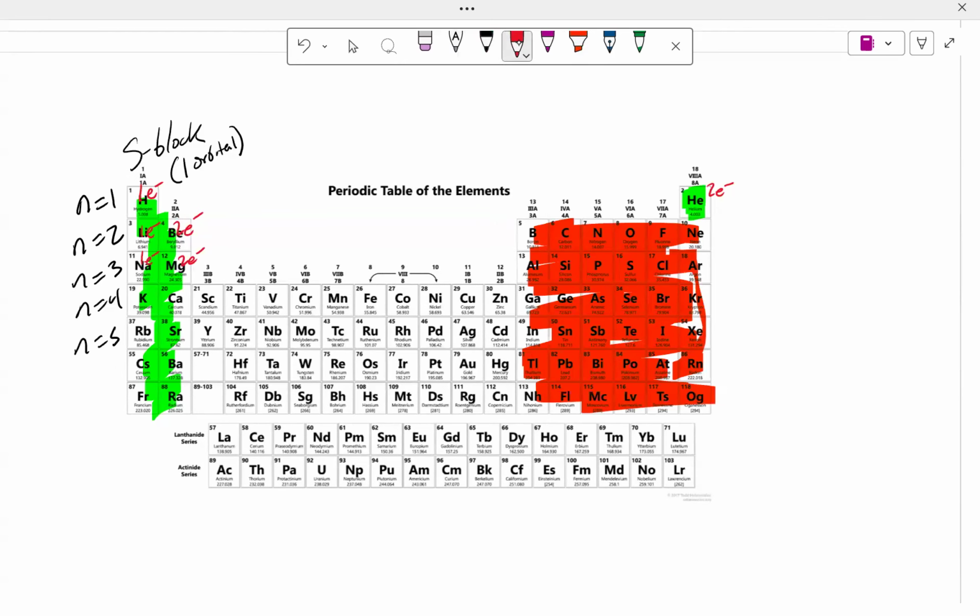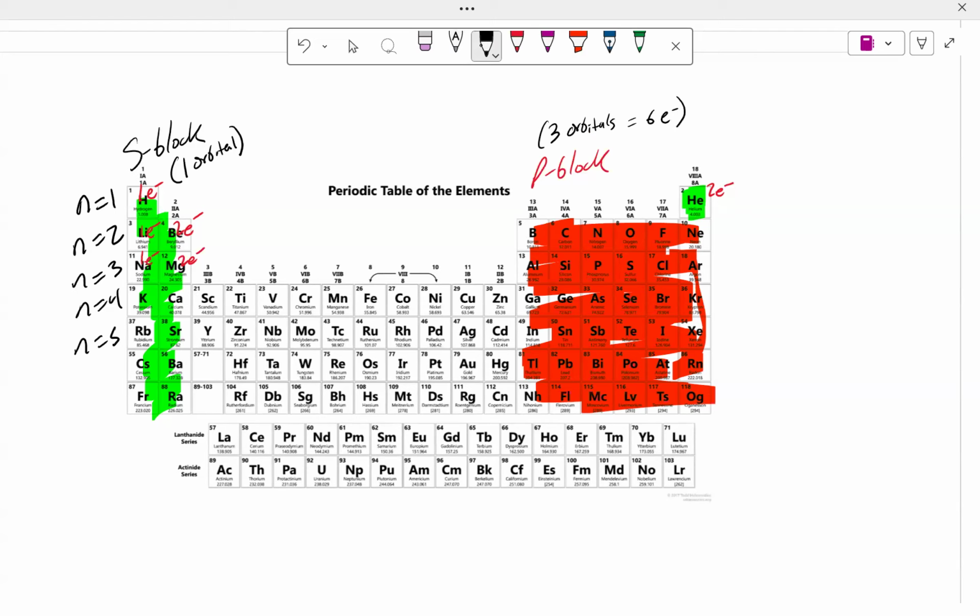So they're in red. Remember, how many orbitals are in a P block? 3 orbitals. Which means how many electrons can the P block hold total? That means 6 total electrons.